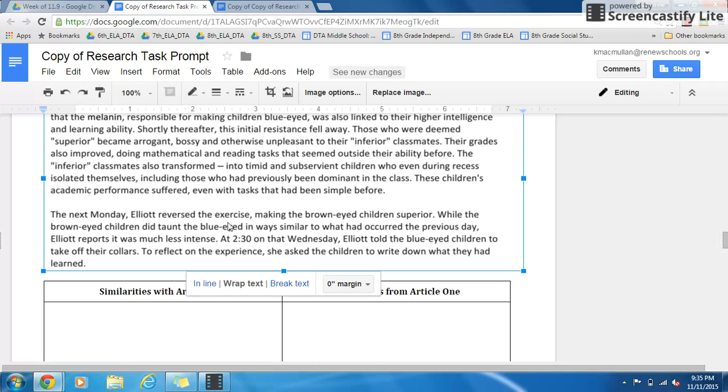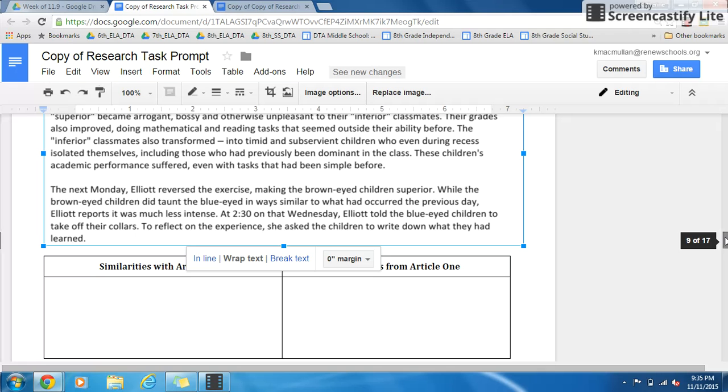The next Monday, Elliott reversed the exercise, making the brown-eyed children superior. While the brown-eyed children did taunt the blue-eyed children in similar ways to what occurred the previous week, Elliott reports it was much less intense. At 2:30 on that Wednesday, Elliott told the blue-eyed children to take off their collars. To reflect on the experience, she asked the children to write down what they had learned. So she also turns the experiment around and has the brown-eyed children acting more superior to the blue-eyed children, and kind of talks about how their behaviors were very similar.